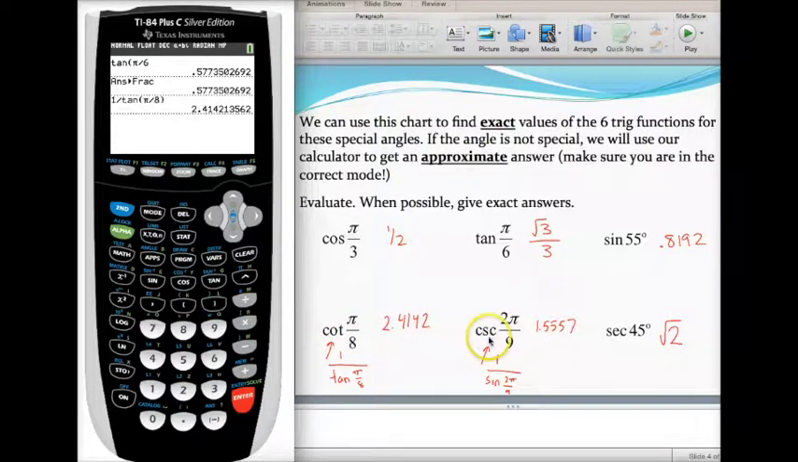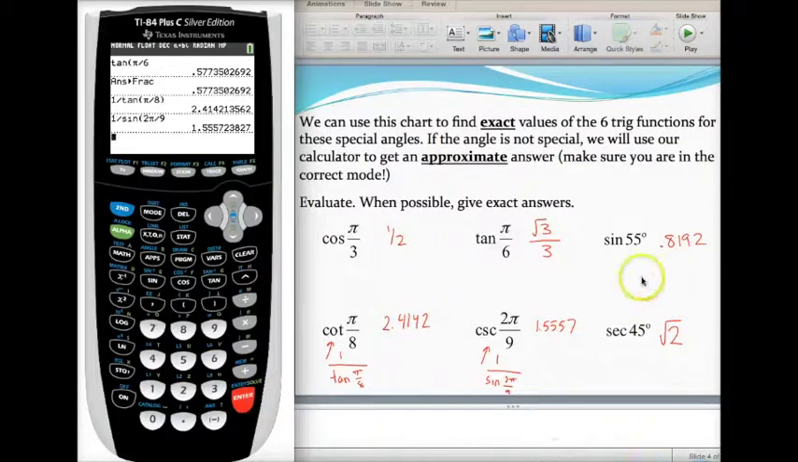All right. Cosecant, again, is a reciprocal, so I can't type that in directly. But I recognize that cosecant is just the reciprocal of the sine function. So I can type in 1 divided by sine. Once again, I'm still in radian mode because my angle is in radians, 2 pi over 9. There's no degree symbol. And so there's my approximate answer of about 1.5557.